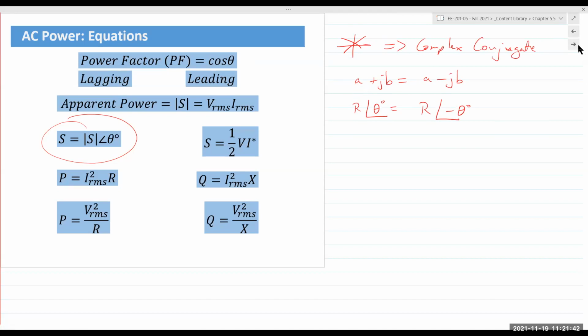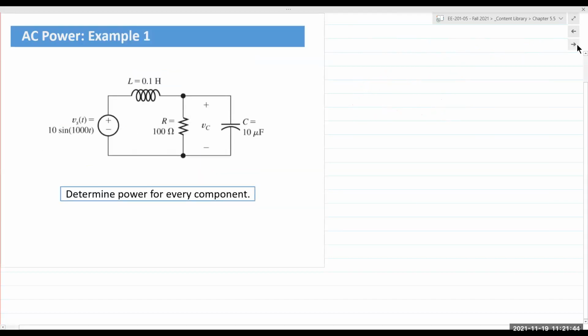All right, let's get to our problem. So let's see. Okay, first things first. The question asks us to determine the power for every component. That's it, plain and simple. But it's a very loaded statement in the sense that we'd have to find a whole bunch of quantities first before we can even get to applying our equations, right?